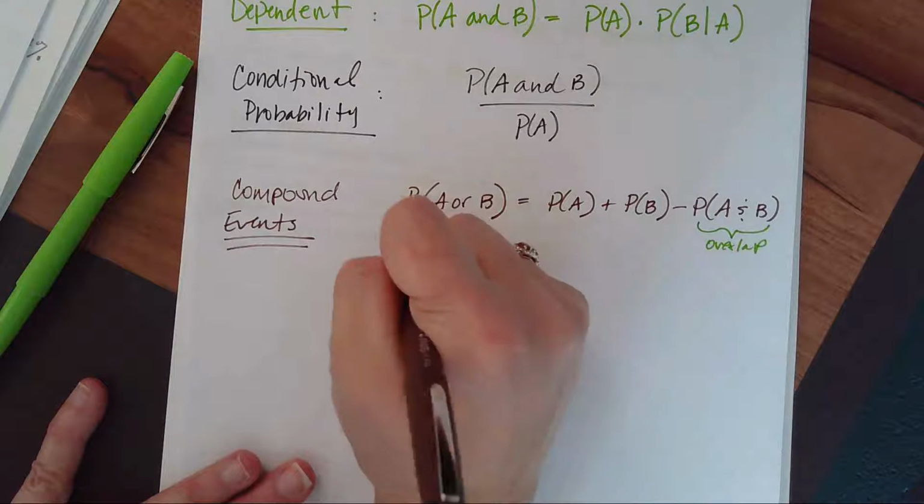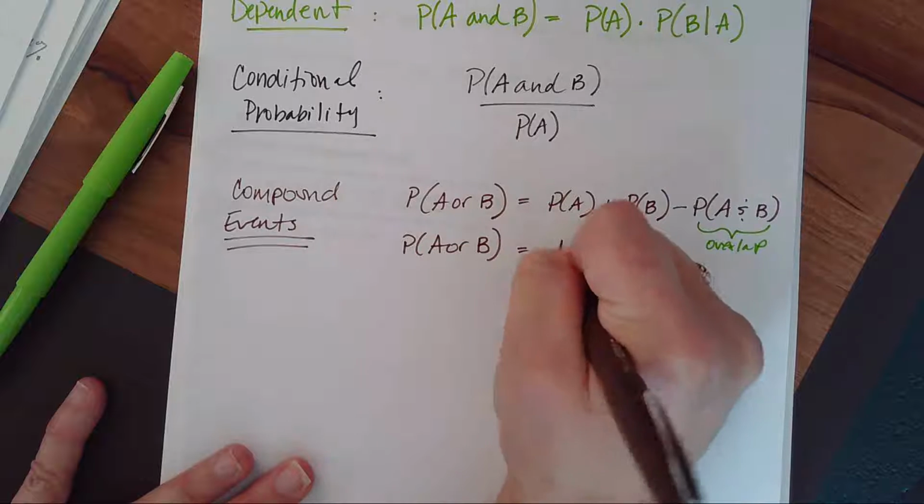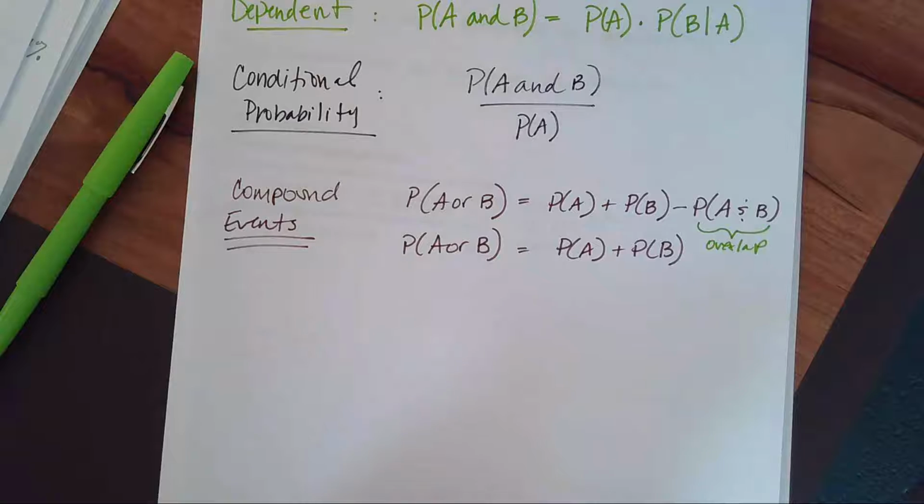And then for disjoint events, if there is no overlap, then it's basically the probability of A plus the probability of B. And you wouldn't have to subtract out any overlap because, well, there is none.